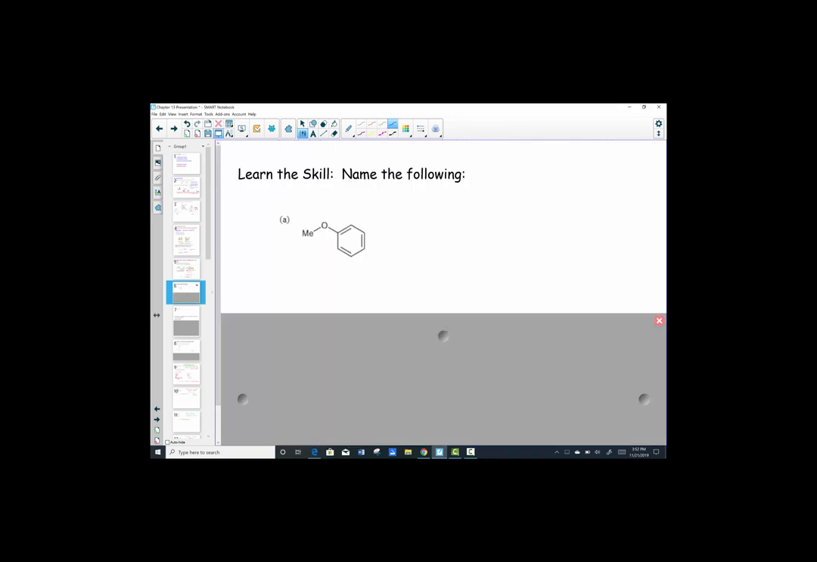Let's take some examples and just work through them together. Take a moment and draw this on your notes, and we'll just practice both ways. So again, I recognize, and I'll just highlight this as an ether linkage. The ether tells me that there is a carbon attached to the oxygen in both directions.